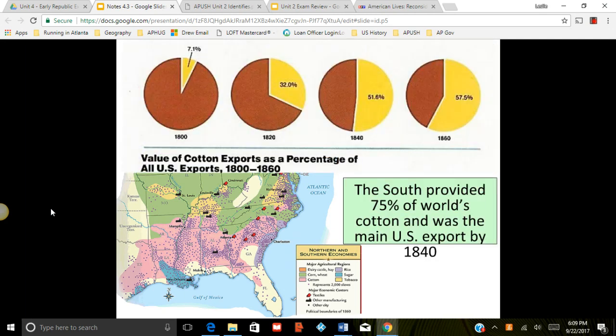The South provided 75% of the world's cotton and was the main U.S. export by 1840. And if you look at the pie chart above, you can see in 1800, cotton was 7% of U.S. exports. By 1860, it is almost 60% of U.S. exports.